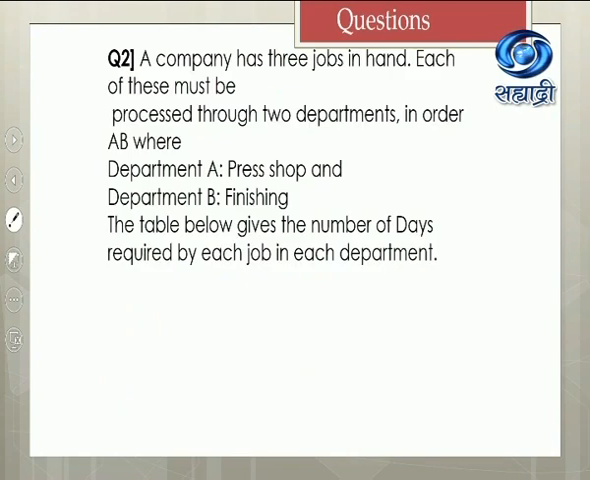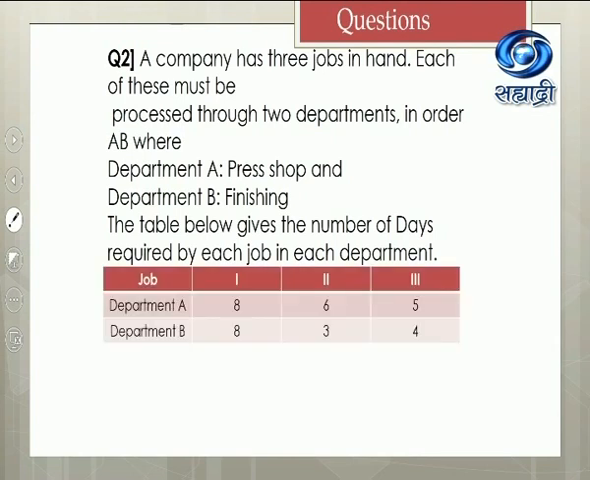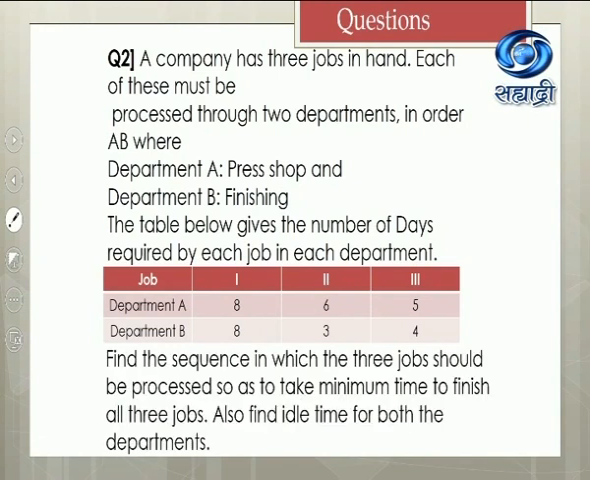Next question. A company has 3 jobs in hand. Each of these must be processed through 2 departments in order AB, where department A is the press shop, and department B is finishing. The table below gives the number of days required by each job in each department. So jobs are given, 3 jobs are given. Department A, working days in days it's given, and department B in days. Find the sequence in which the 3 jobs should be processed so as to take minimum time to finish all 3 jobs. Also find idle time for both the departments.